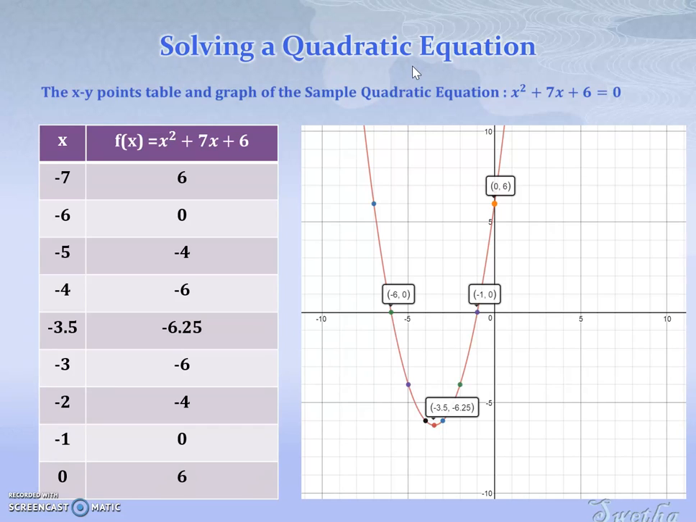This is the graph for the sample quadratic equation, and from this graph, we can see that there are two x-intercepts, which are (negative 6, 0) and (negative 1, 0). We can also see that there's a y-intercept, which is (0, 6). We can also see the vertex of this equation, which is (negative 3.5, negative 6.25), as I said before from looking at the vertex form of this equation.